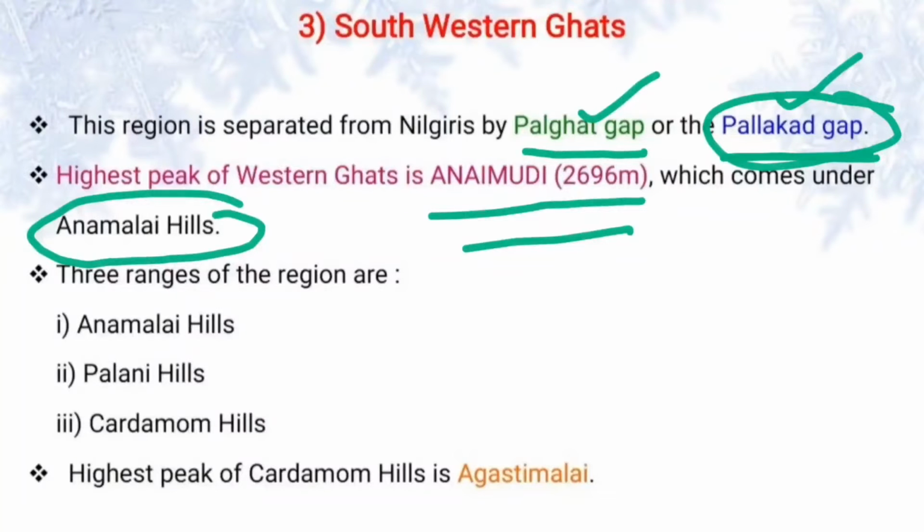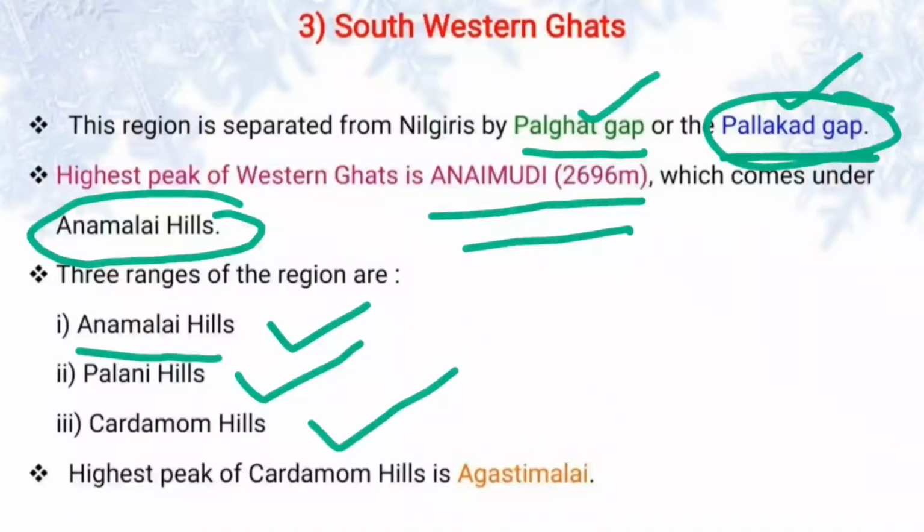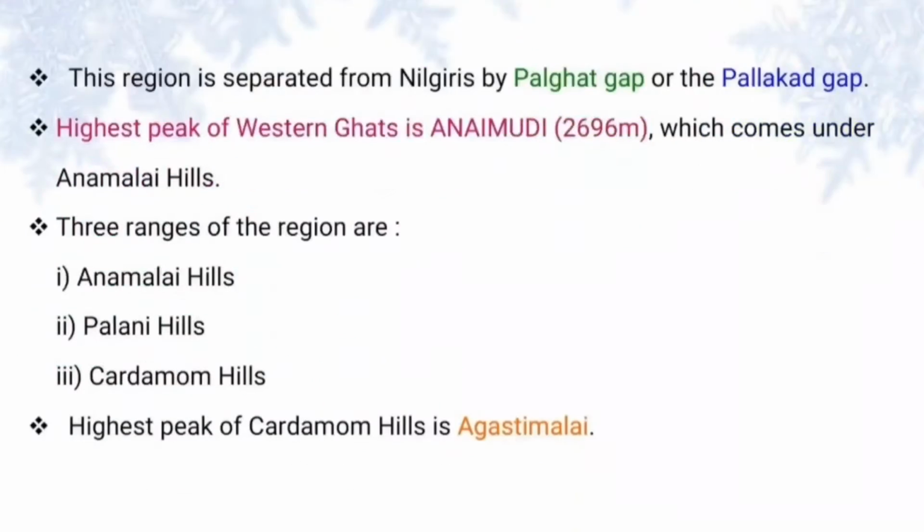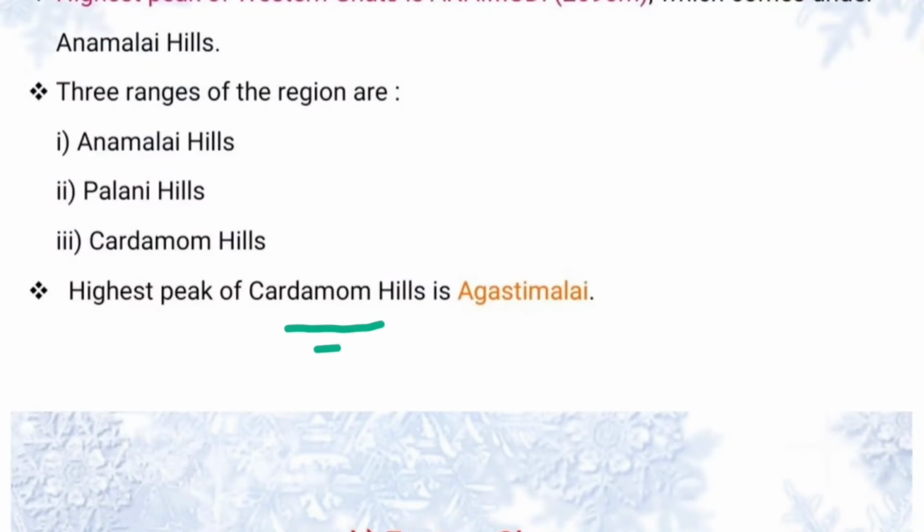This mountain comes under a range known as the Anamalai Hills, because the Southwestern Ghats have three mountain ranges, and these are the Anamalai Hills, the Palani Hills, and the Cardamom Hills. Anamudi is the highest peak of the Anamalai Hills range. And talking about the highest peak of the Cardamom Hills, it is Agasthyamalai.